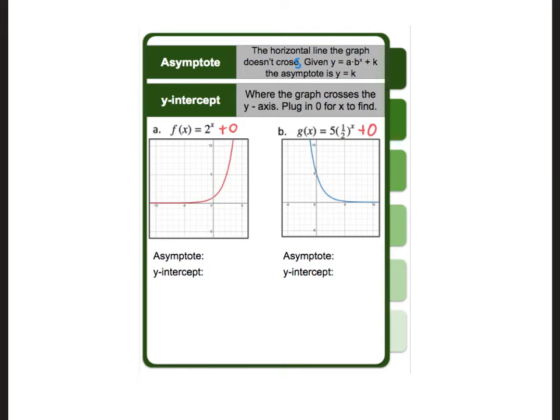The next thing is your y-intercept is where the graph crosses the y-axis. To find it, you could plug in 0 for x. So that being said, let's go ahead and look at our first examples.